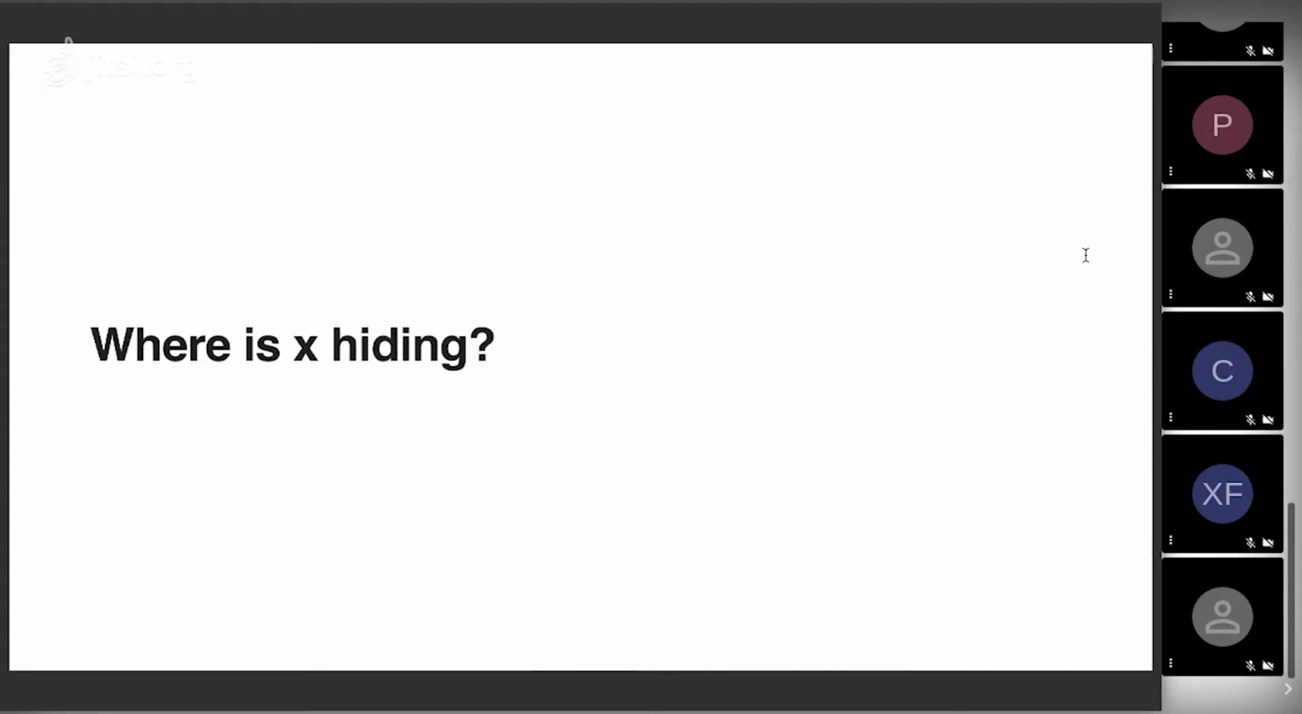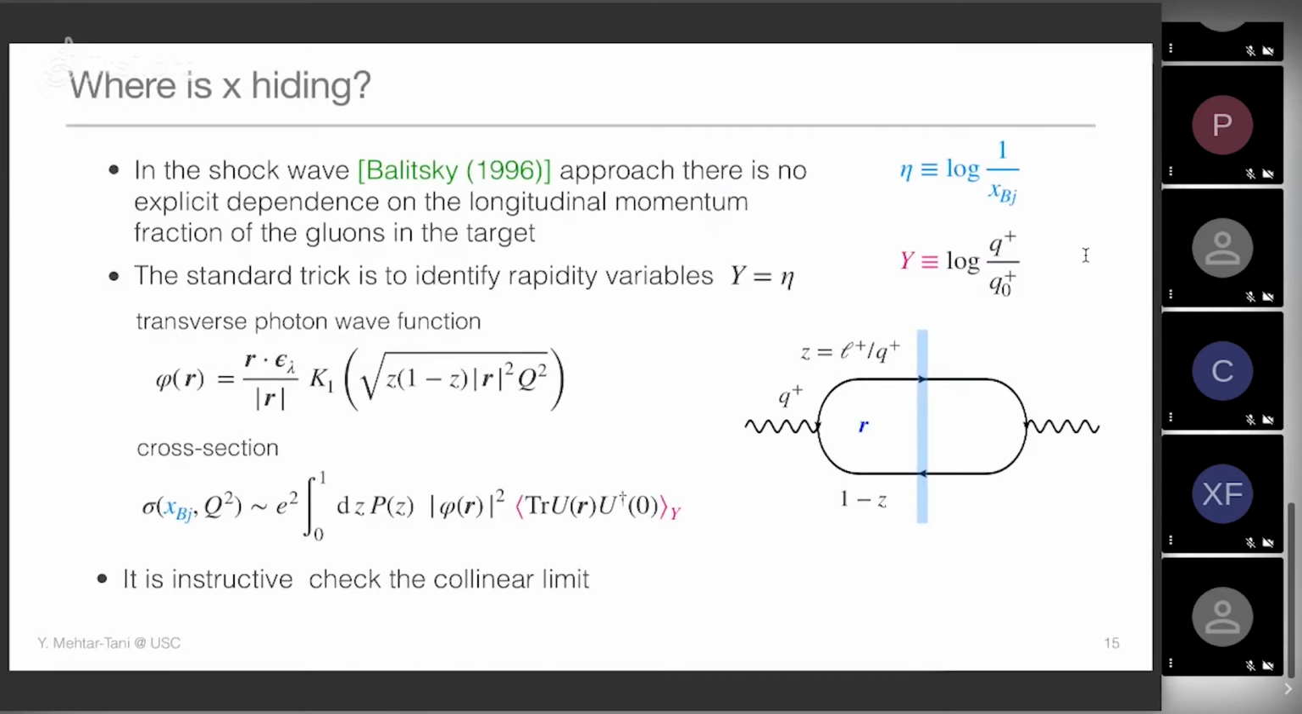And this is the point of this talk. So where is X hiding then in small x physics? As I said, in the shockwave approximation, you assume that your target is infinitely contracted to zero longitudinal extent. And so the standard trick, again, to make X appear in DIS, for instance, is to say that the rapidity that I introduced, which is log of Q plus over some non-perturbative scale, is simply related to log 1 over Bjorken X.